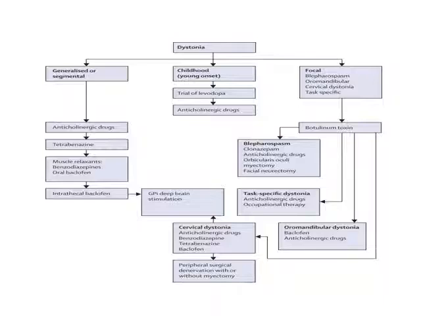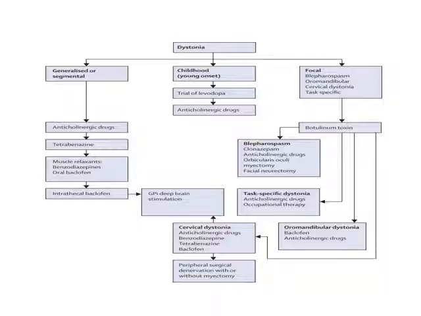Okay. How do we treat dystonia? We have several types of dystonia. We have generalized or segmental, we have focal dystonia, and we have young onset dystonia or childhood dystonia. In childhood or young onset dystonia, we give them a trial of levodopa or L-dopa and then anticholinergic drugs. These are the ones used in such age.